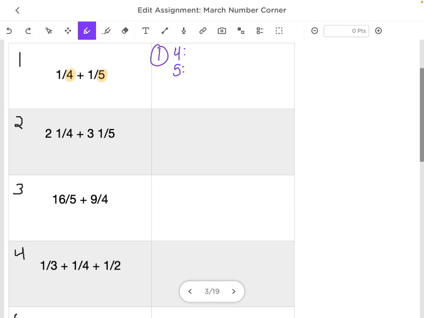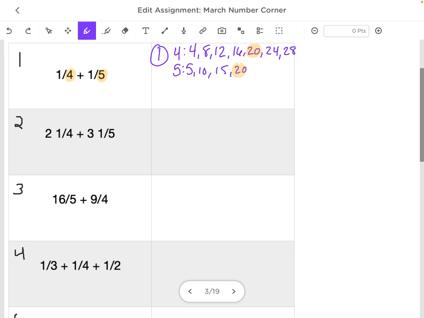So the multiples of 4 are 4, 8, 12, 16, 20. I can keep going or I can stop, up to you. The multiples of 5 are 5, 10, 15, 20. I'm going to stop there because right there I see my common multiple, and that is 20.